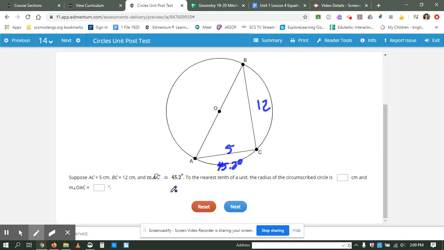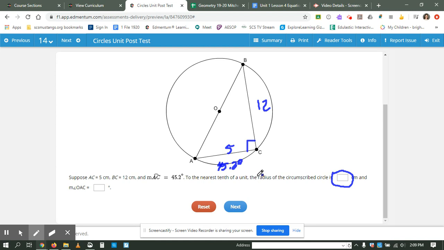So then it says to the nearest unit, the radius of the circumscribed circle is how many centimeters? So you should be able to find that. Now this is being a little tricky because if you look, remember what I told you about those triangles that have one of its sides being the diameter, that this is going to be 90 degrees.